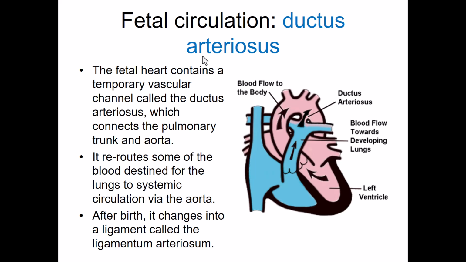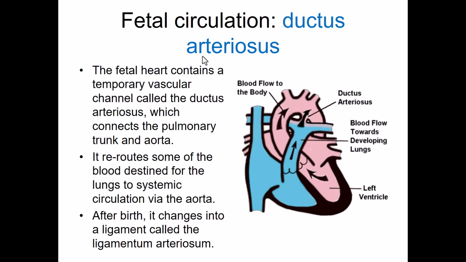Looking at a couple internal features of the heart, we're going to start with two traits of the fetal heart. The fetal heart contains a temporary vascular channel called the ductus arteriosus that you see in the picture here that connects the pulmonary trunk and aorta. If you notice, the pulmonary trunk has oxygen-poor blood, whereas the aorta has oxygen-rich blood, and some of that blood can be shunted from the pulmonary trunk to the aorta.